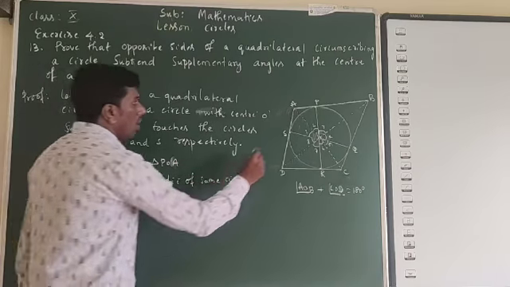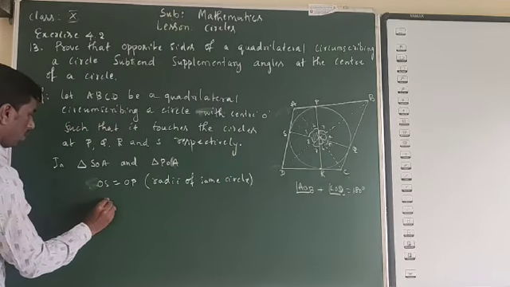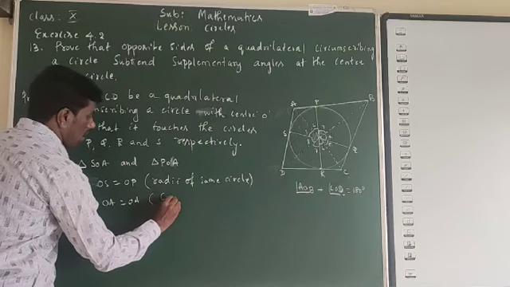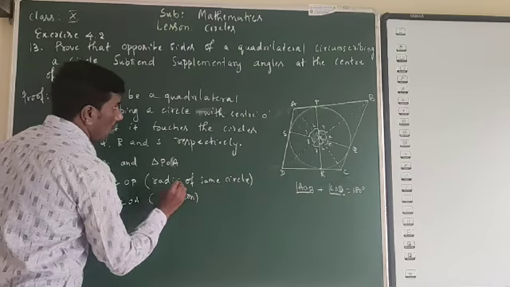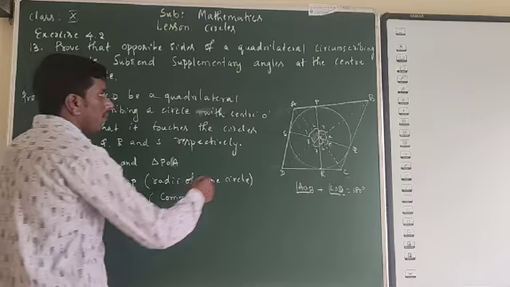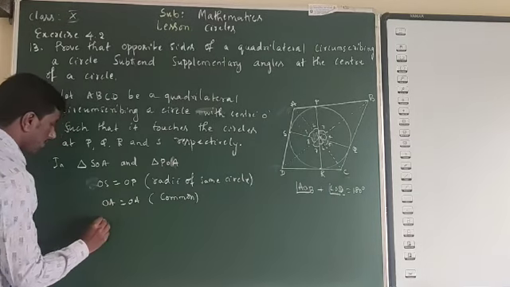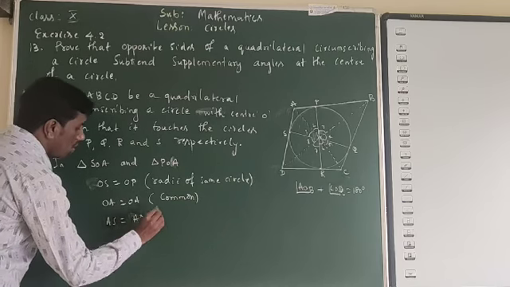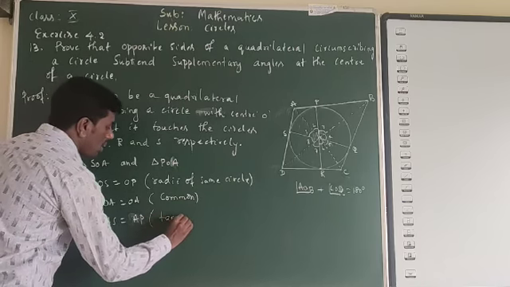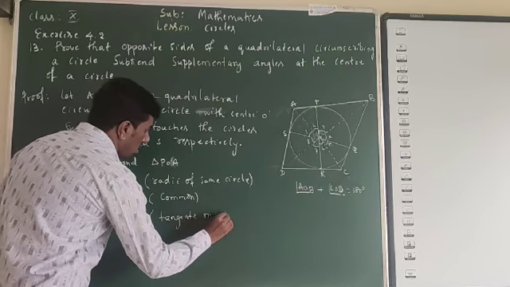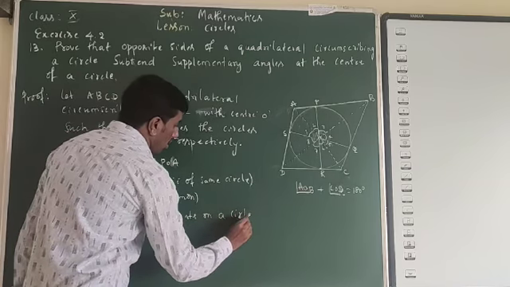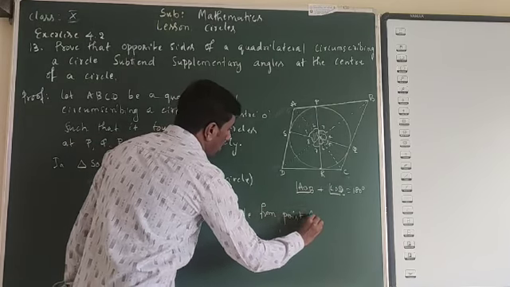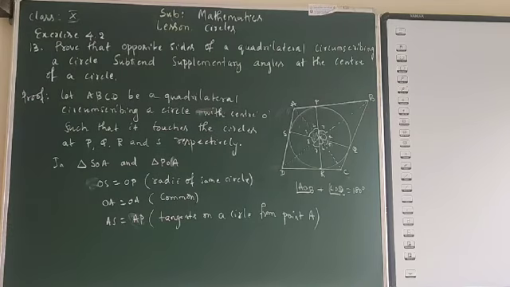Okay. Then OA is equal to OA, comma. Right? Then A is equal to AP, because those were tangents on a circle from point A.